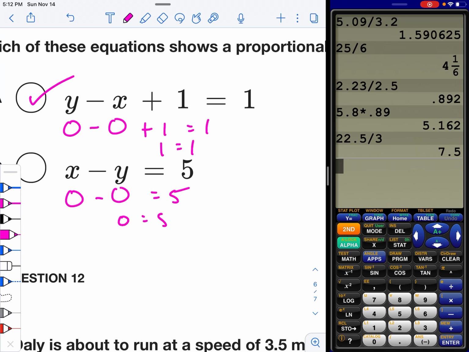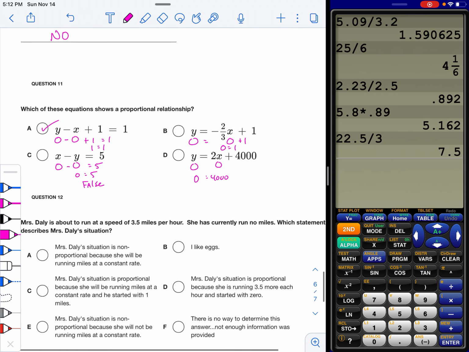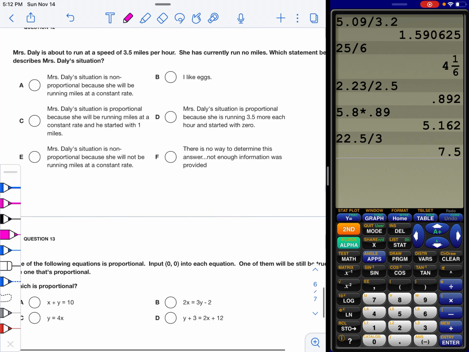This one is going to be 0 equals 5. That's false, so it's not that one. And on the other side, I'm going to end up with 0 equals 1. That's false. And I'm going to end up with 0 equals 4,000. That's also false. So my first choice was my winner, choice A.